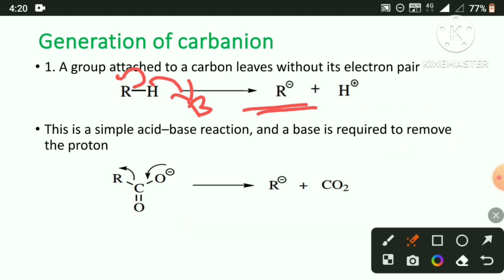Another leaving group also forms carbanions in this reaction. Carbon dioxide is removed, that is a decarboxylation. This is a carboxylate ion, and the negative charge on O minus goes here, and this bond goes to the alkyl group, and this is eliminated as CO2. Then the carbanion is formed.